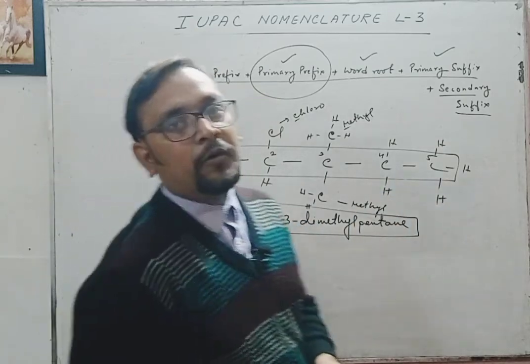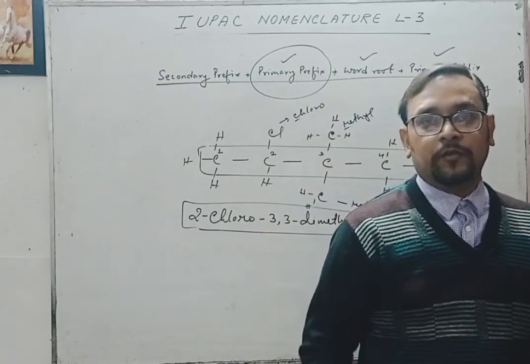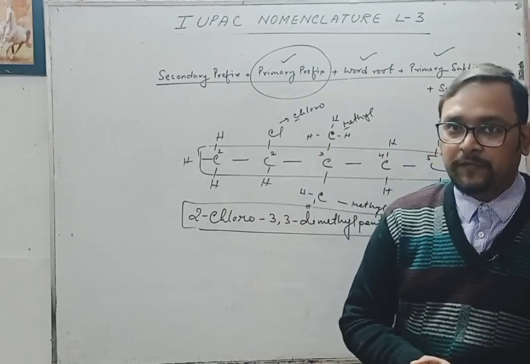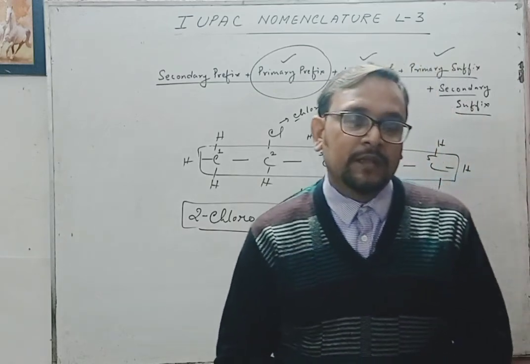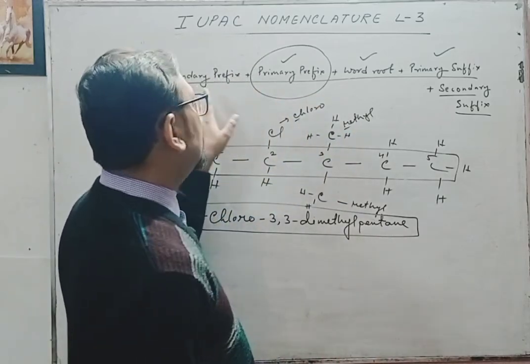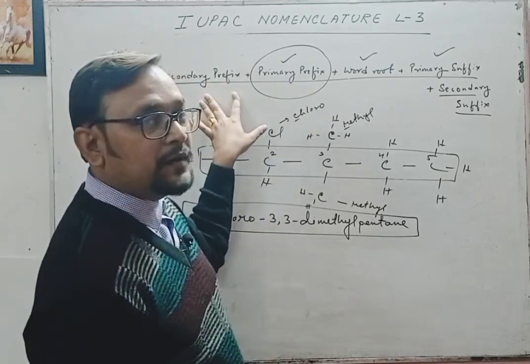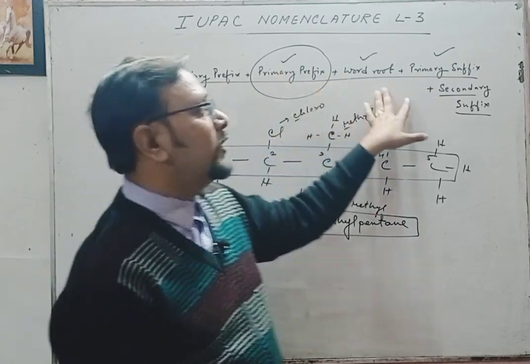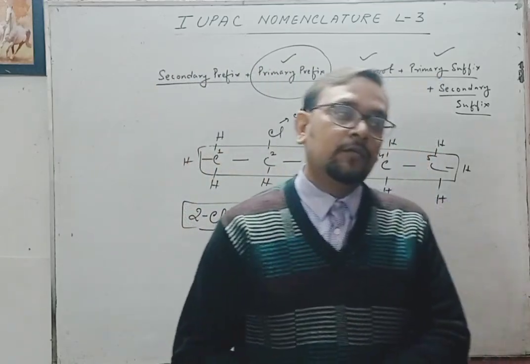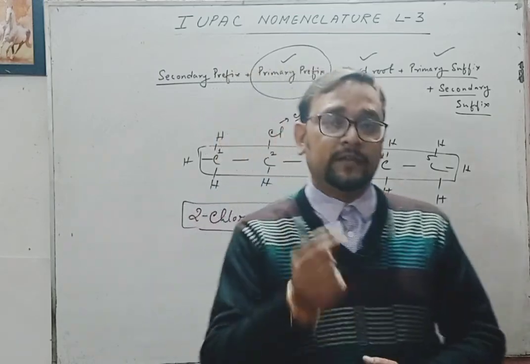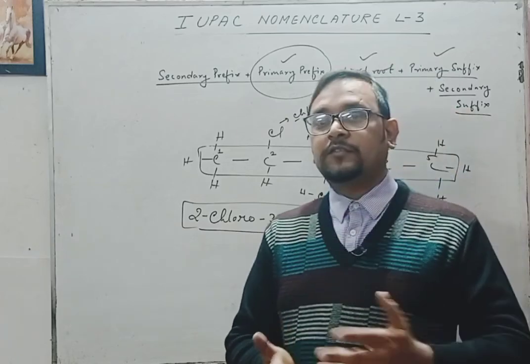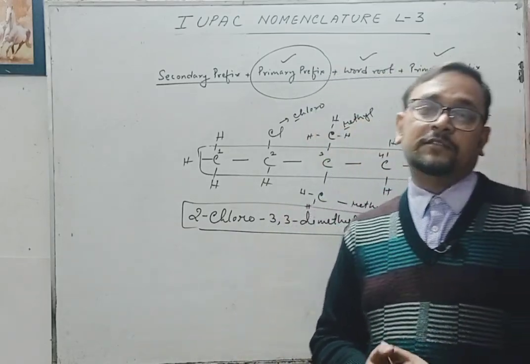I hope this class was useful for you to understand what are primary prefixes, what are secondary prefixes, and how to use them, and what is the basic format of writing the IUPAC name when we have all the components. Secondary prefix, then primary prefix, then word root, then primary suffix, and finally we end up with the secondary suffix. This is the sequence you should remember. Till now we have not used the secondary suffix. One example today I gave you with the amine in order to make you understand if all the components are present. But so far I have not started with the functional group. In the next lecture I will start with the functional group.